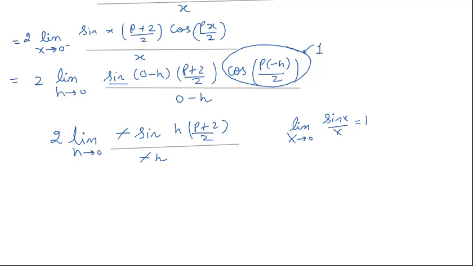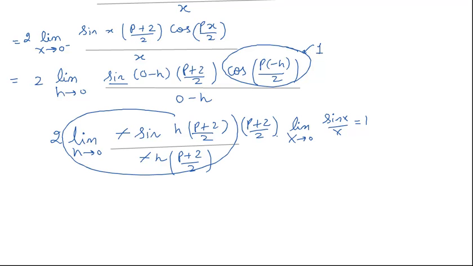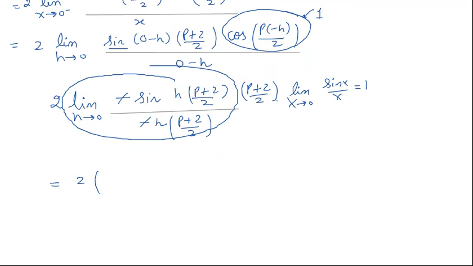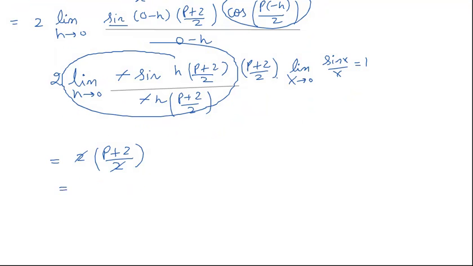So what we need to do is multiply (p+2) by 2 in the denominator as well as in the numerator. So this complete limit will now turn out to be 1 only. So we are left with 2 times (p+2)/2, and these will cancel each other. Therefore we can say that the left hand limit is p + 2. Now on the next page we will calculate the right hand limit.